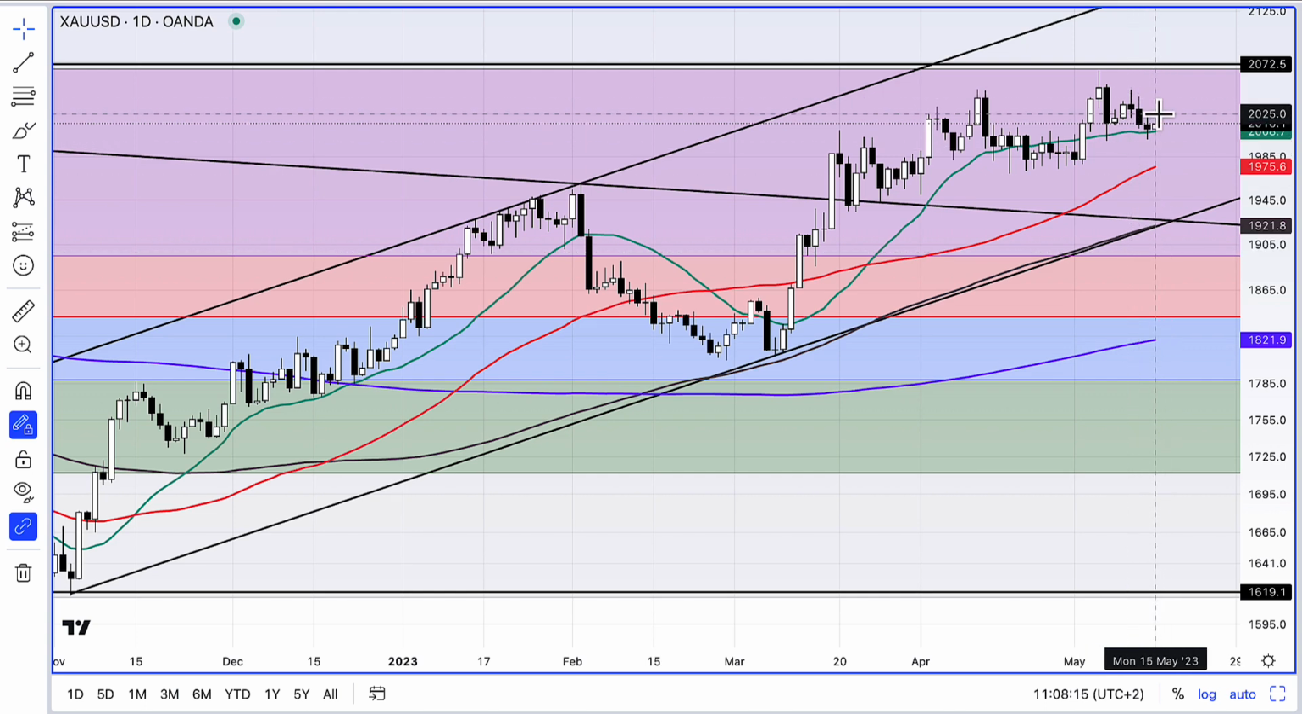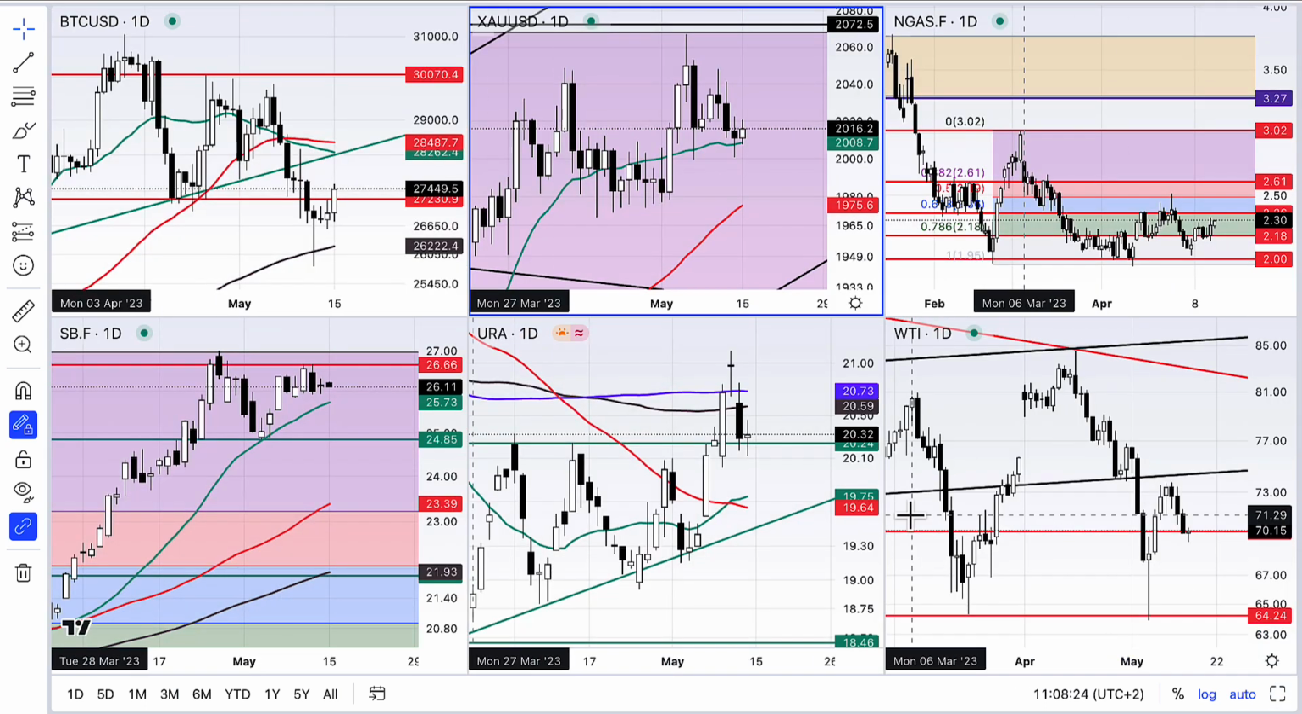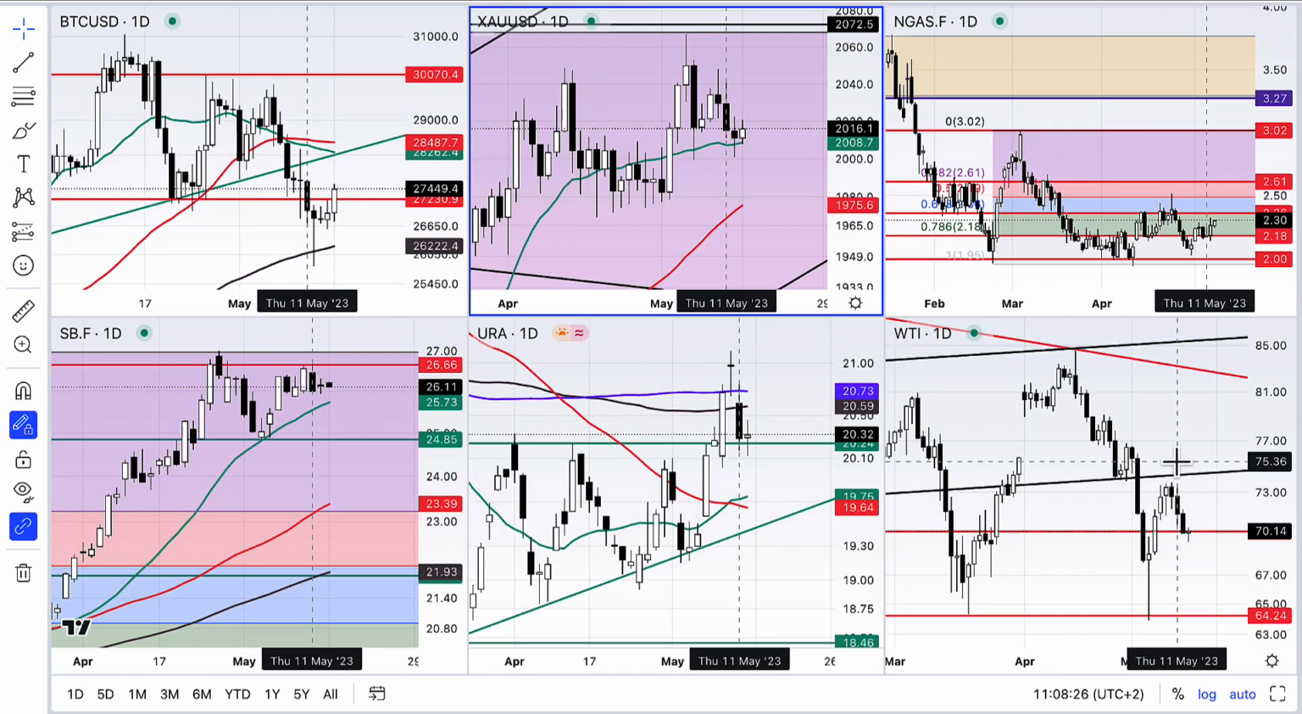I wouldn't be selling right now, but I wouldn't be buying right now either. So we're going to have to watch that very closely. I haven't been in a gold position for quite a while now, which is unusual, but I don't like it at this level at all. Natural gas so far, pretty good.